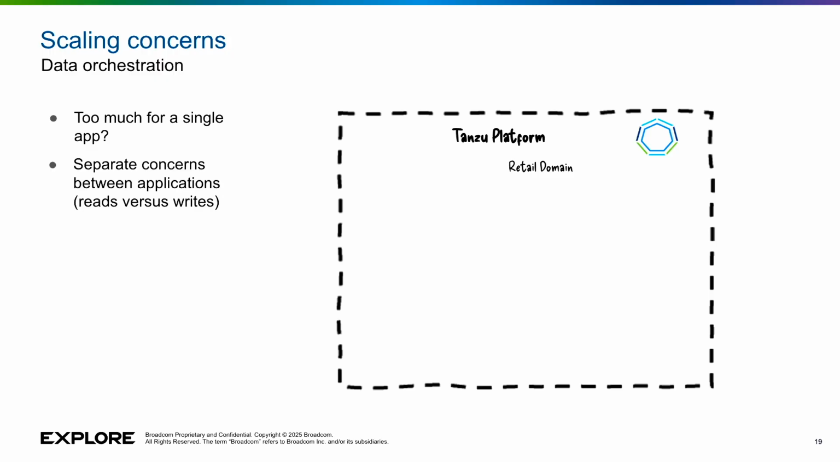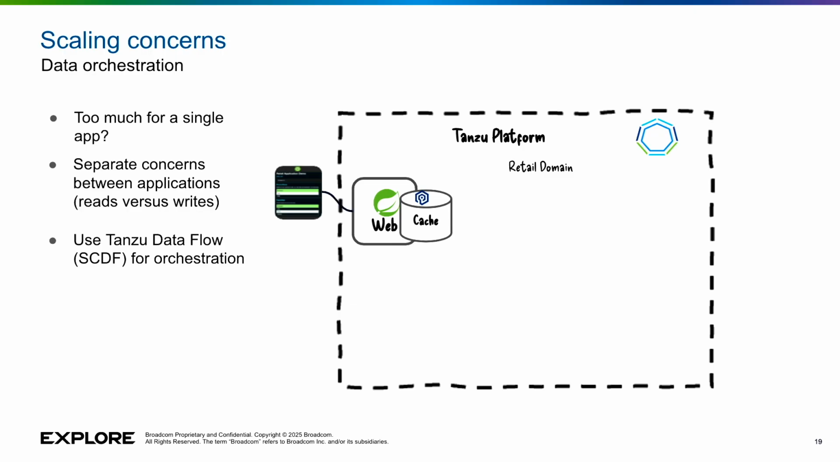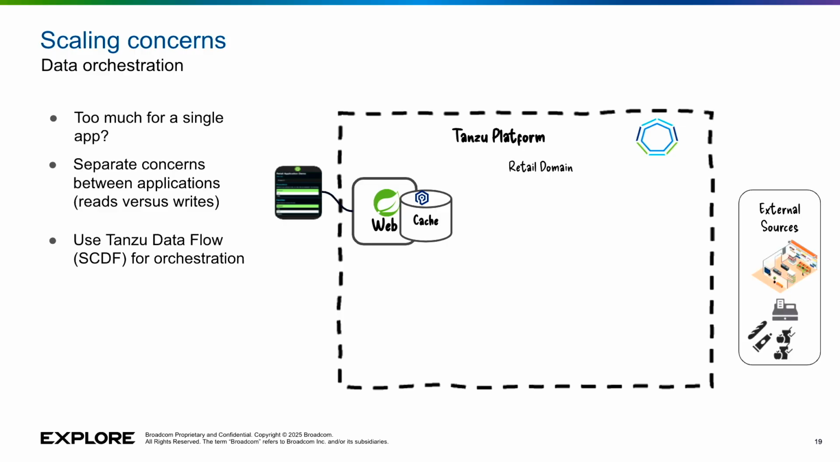So what you could do is start doing something a little bit clever. You can separate your read concerns from your write concerns, right? Because I mentioned how most of the read operations can be handled by the cache, and your read access can be handled by your cache. And then you can separate your write operations into a data pipeline, and you can have it deployed and orchestrated using something called Tanzu Data Flow.